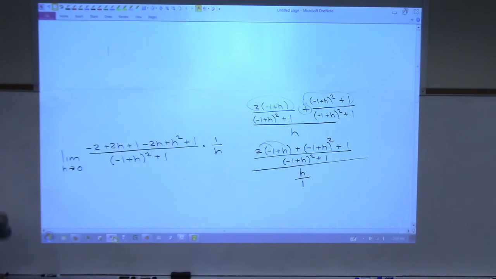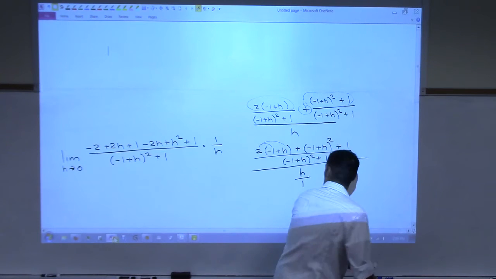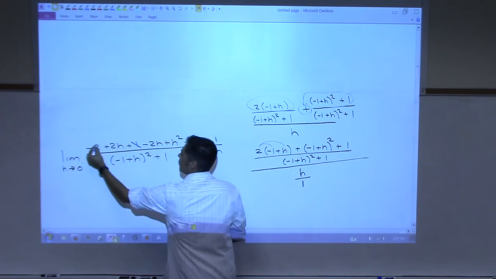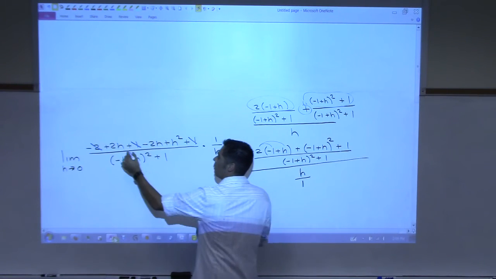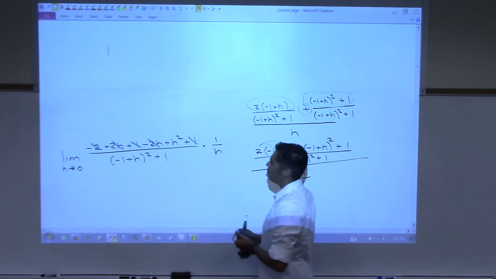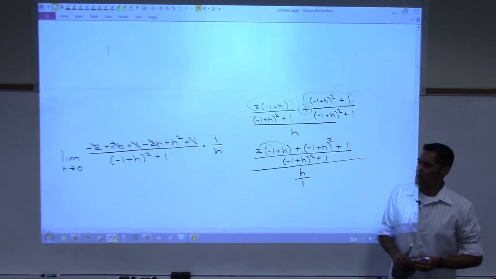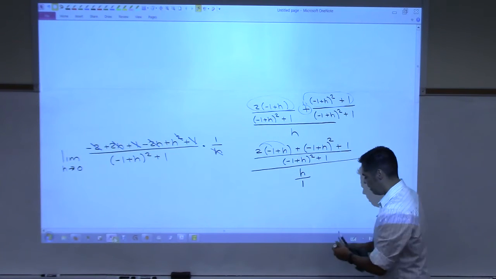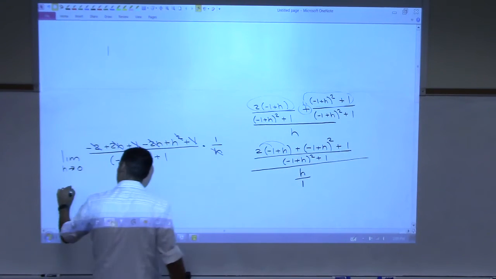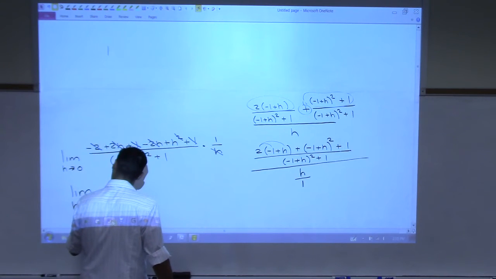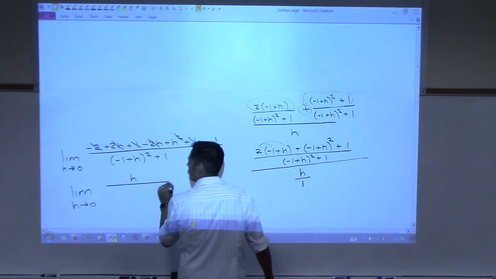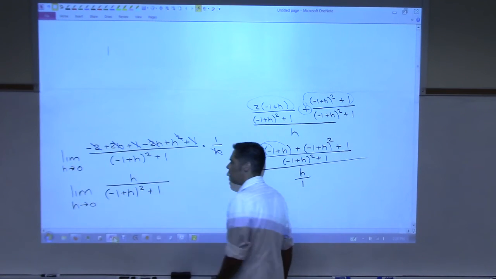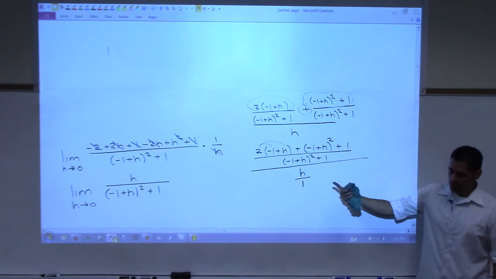And if there's any justice in the world, a lot of things are going to go away here. Like this, 1 plus 1 is 2, but then you take away 2, so that's gone. Oh, wow. 2h, negative 2h. All I'm left with is h squared, and I can cancel one of the factors of h. And that's it right there. I'll have limit h goes to 0, h on top, over negative 1 plus h squared plus 1. And if I let h go to 0 now, the top goes to 0.